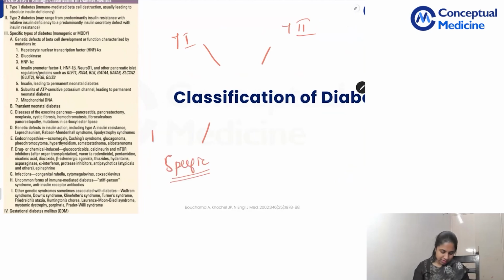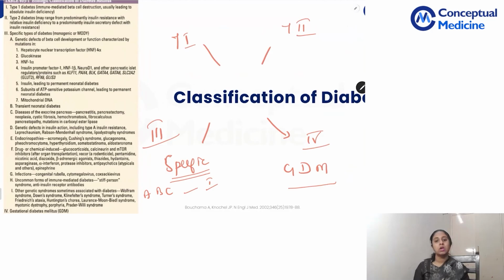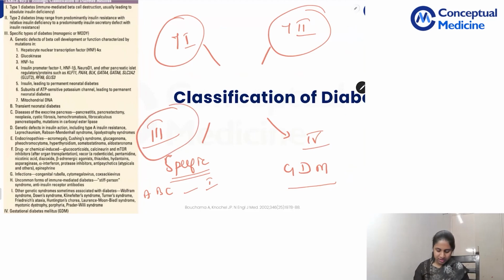Among that, which is type 3, you have A, B, C until I. And you have a type 4, which is nothing but gestational diabetes mellitus. So these are all the four main classifications of diabetes. So we will see the pathogenesis of each and everything separately.